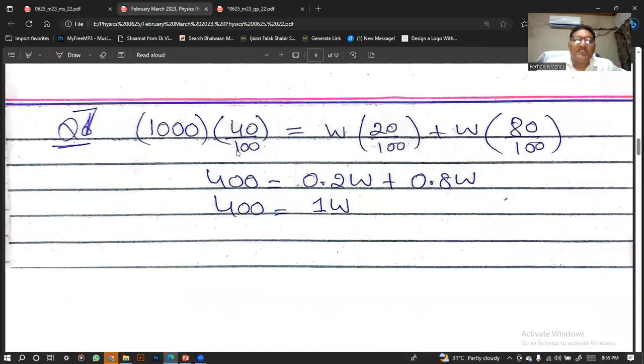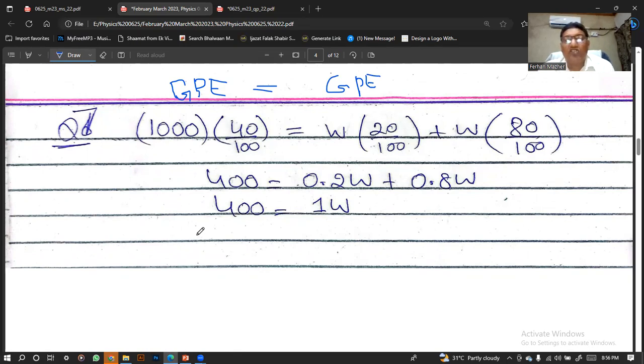So here is the gravitational potential energy lost by the father, and that will be equal to the gravitational potential energy gained by the boys. It will be weight into height. So the gravitational potential energy lost is 1000 multiplied by 40 divided by 100. Why am I dividing by 100? I'm converting the centimeters into meters.